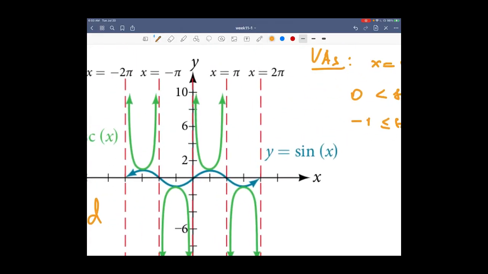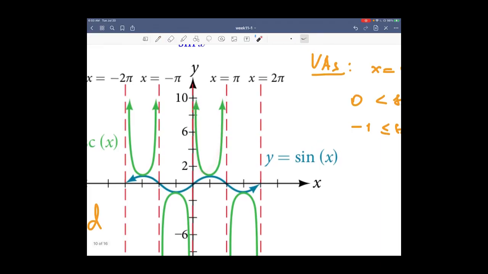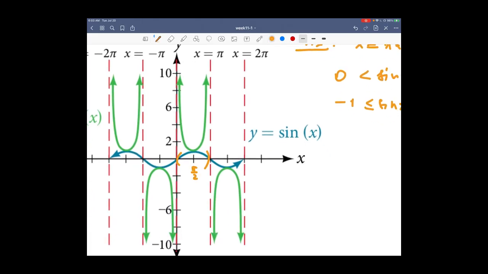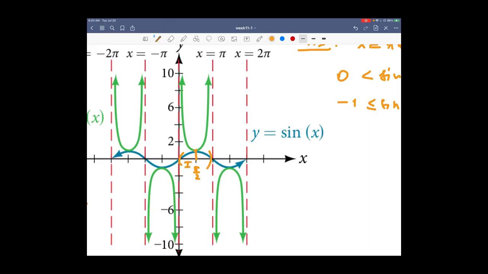So it's enough to figure out the graph of cosecant on the interval from 0 to pi, both of which are, by the way, vertical asymptotes. Of course, at point pi/2, cosecant is 1 because sine is 1. In the first quadrant, as sine increases from positive 0 to 1, the reciprocal decreases from positive infinity to 1.